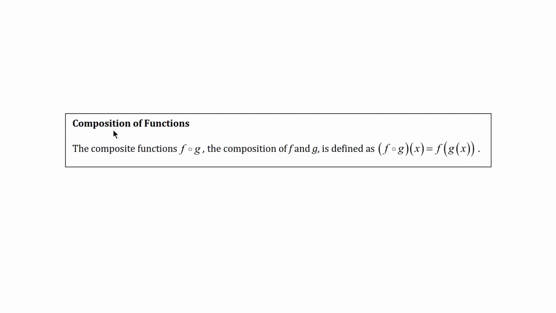Next, we have composition of functions. The composite function f composed with g, the composition of f and g, is defined as f composed of g of x is equal to f of g of x. This equation is telling us that f composed of g of x is the same thing as taking g of x and substituting it into the first function f. So essentially, function composition is just substitution.